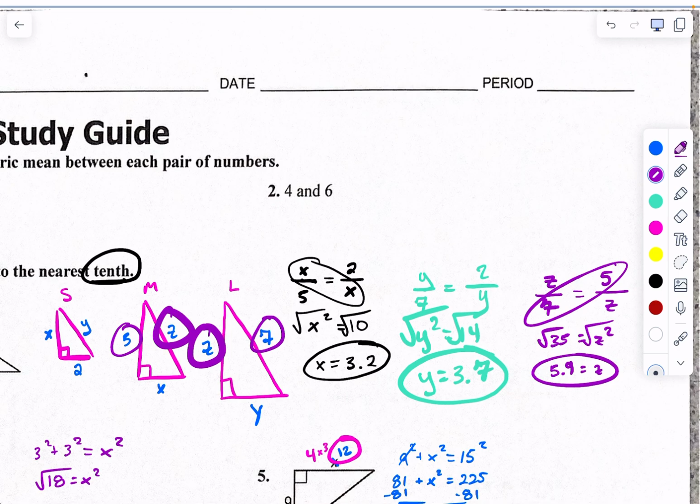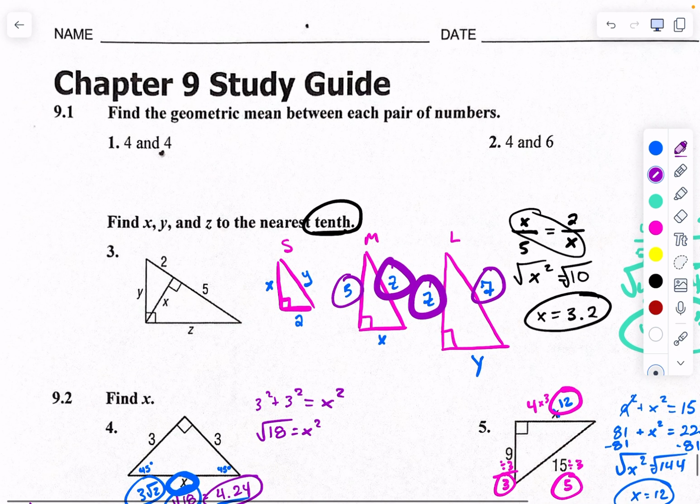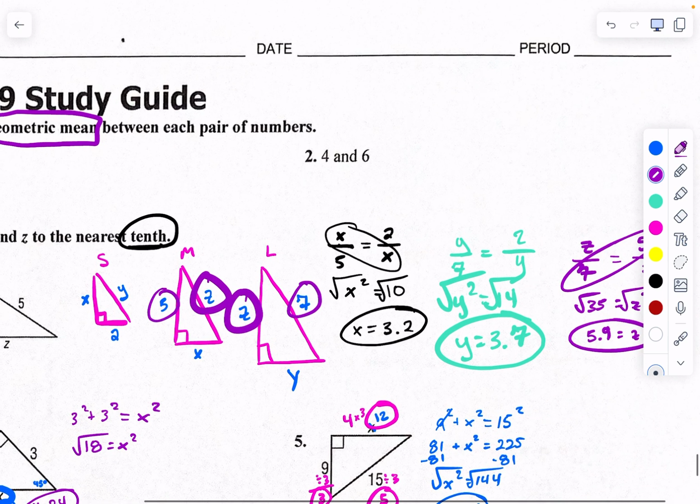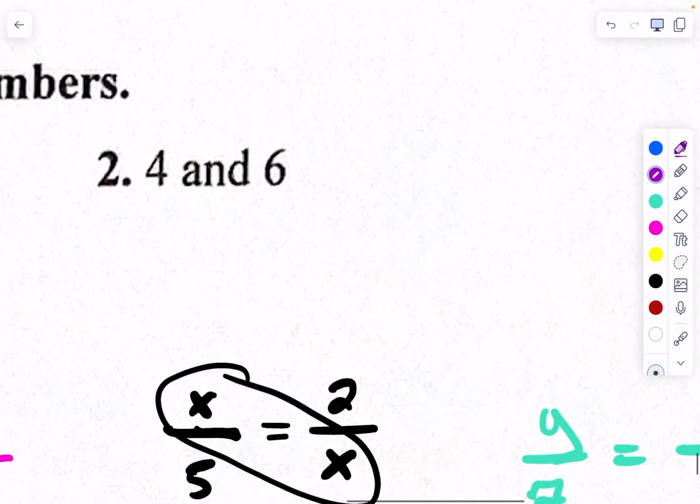Okay, sure. X, Y, Z. Okay, geometric mean. Regular mean is adding them up and dividing by 2, right? But geometric mean is different. Like on number 2, if I add 4 and 6 together, that's 10. 10 divided by 2 is 5. 5 should be the regular mean, or the regular average, right? The average is 5. But that's not geometric mean. They ask for geometric mean. What's that mean?